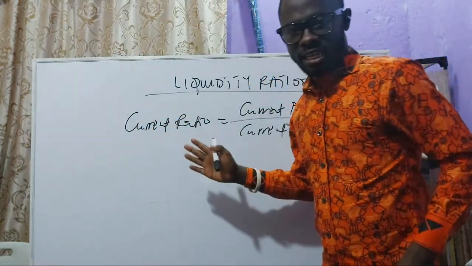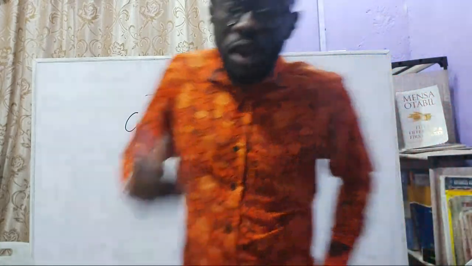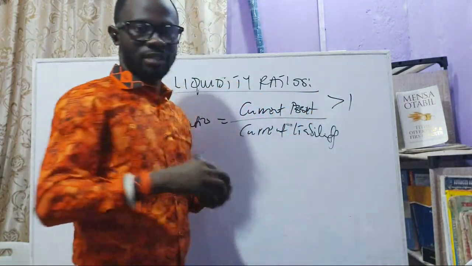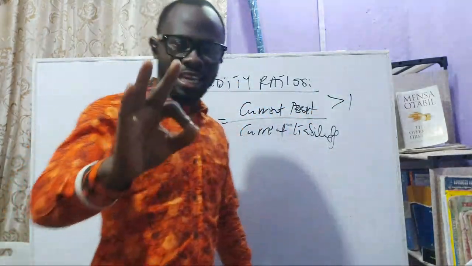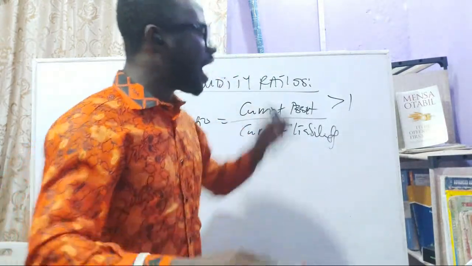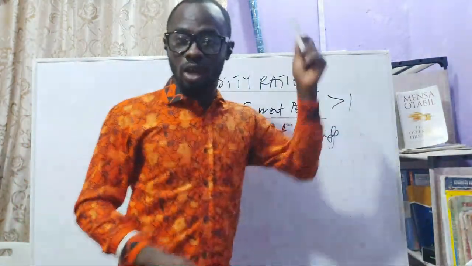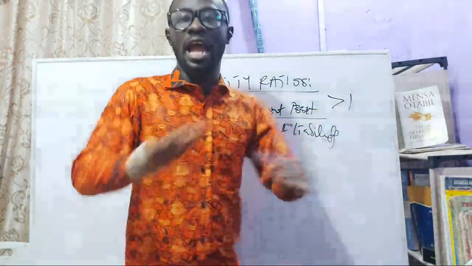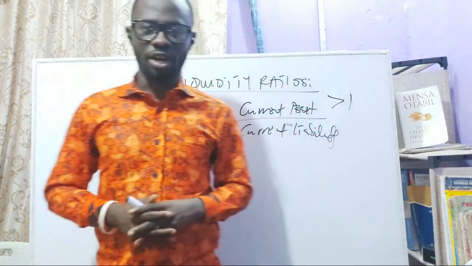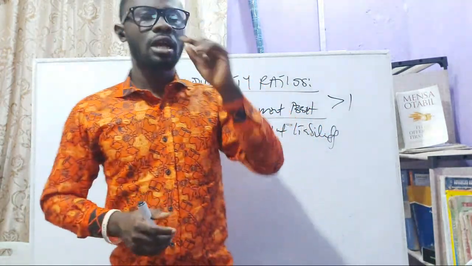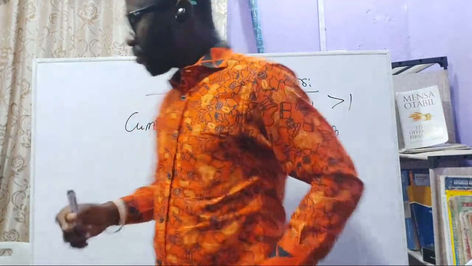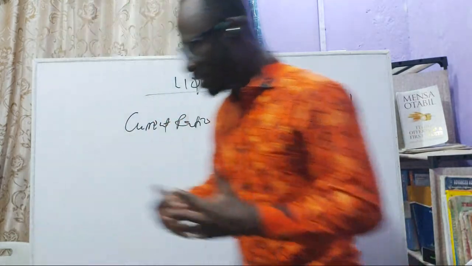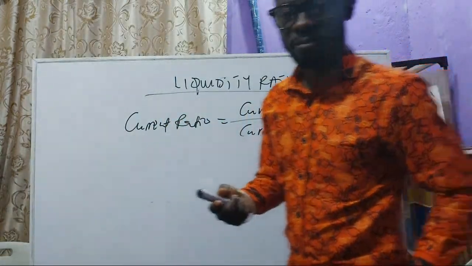Now, ideally, it is required that an entity should have a current ratio greater than 1. Listen to me carefully. Ideally, it is required that an entity should have a current ratio greater than what? 1. Ideally, that is what we expect organizations to have. But this is the sweet spot. The current ratio that is computed has inside what is called inventory.